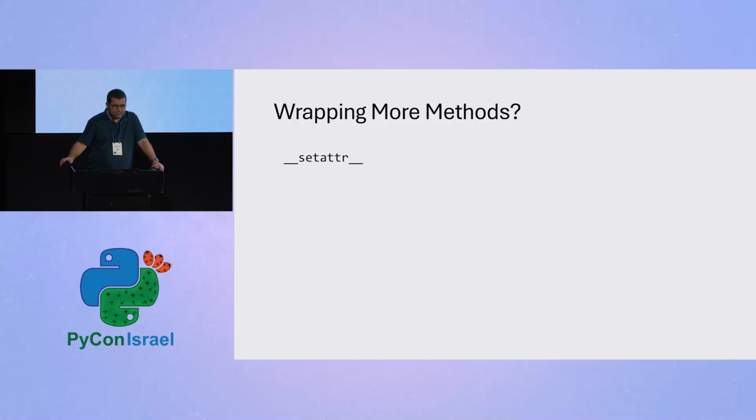First, didn't I forget something? Aren't there more methods that I need to wrap to make sure that an object is immutable? Sorry, come again?